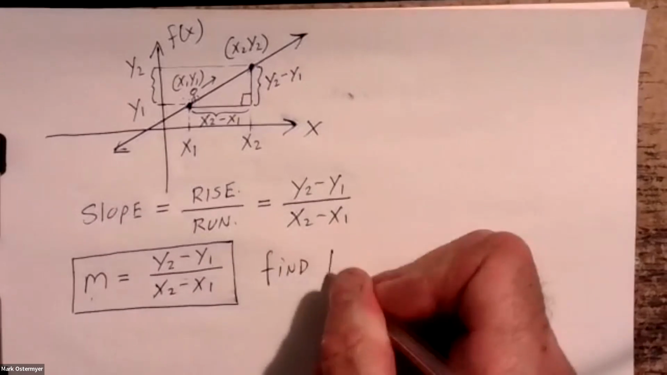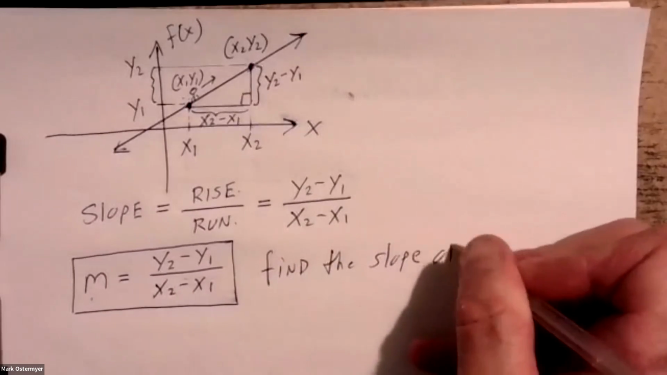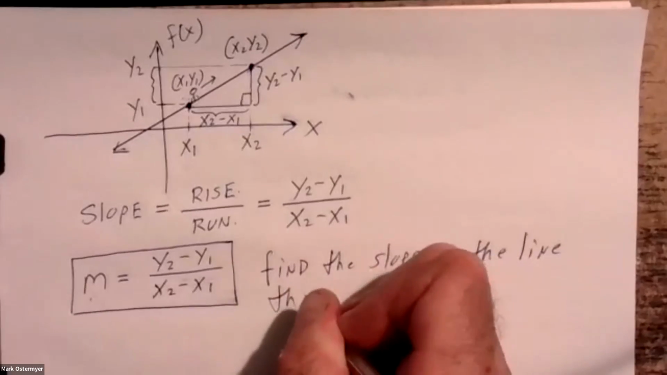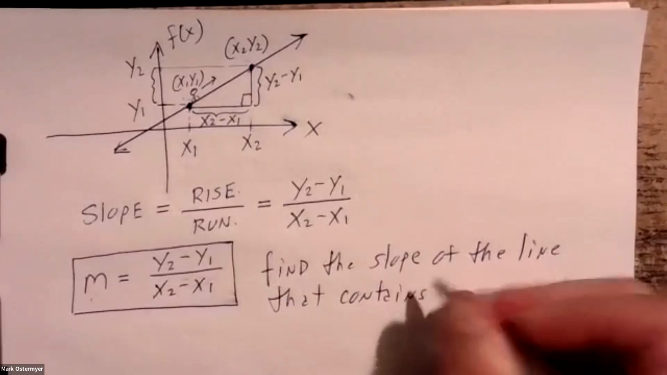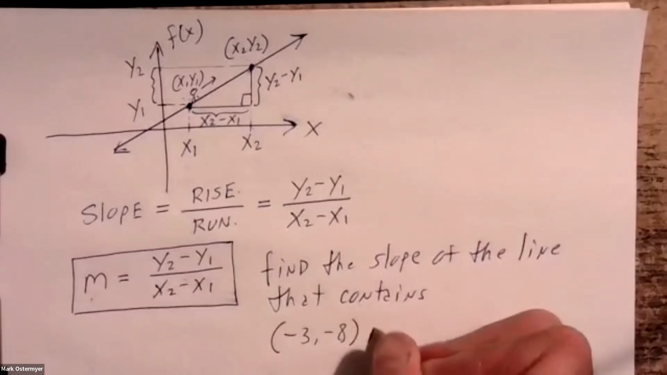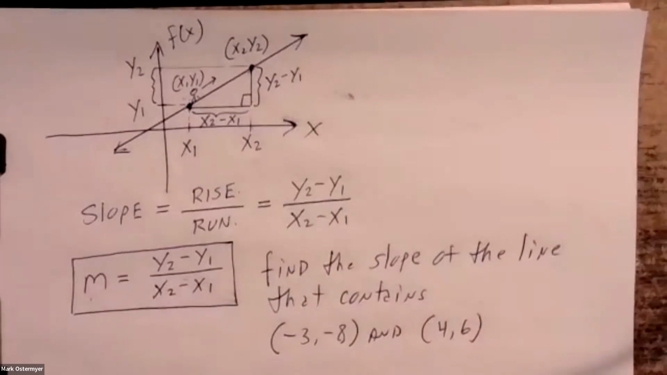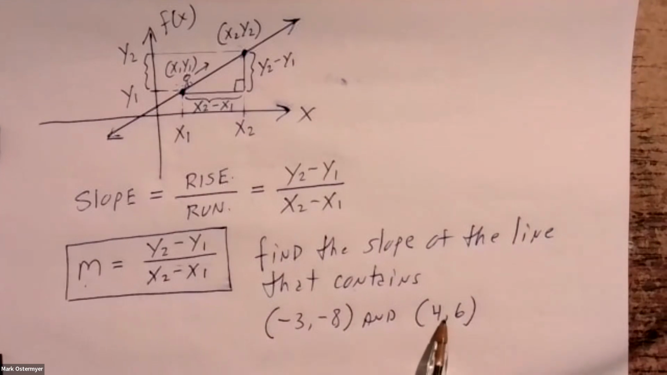We're going to try to find the slope of the line that contains 2 points, -3, -8, and the other point will be 4, 6. So suppose that a line goes through these points in the xy plane or contains these 2 points. We want to compute the slope of this line.